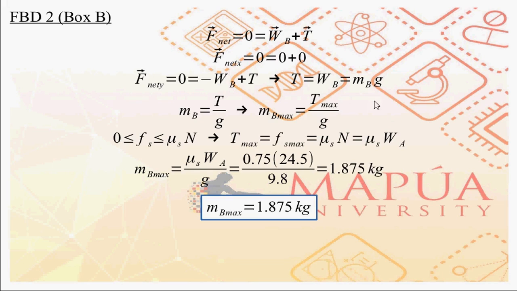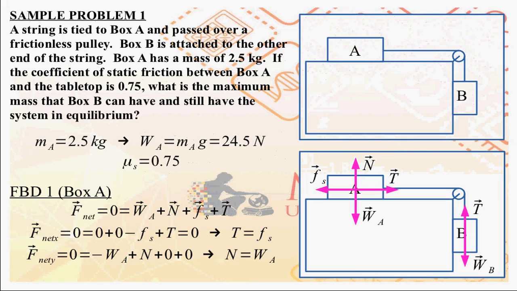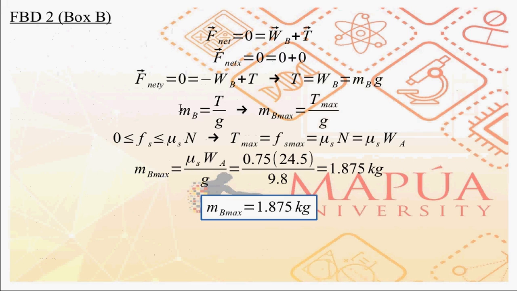We are looking for the mass of block B, so isolate mass. m is equal to T over g. We are looking for the maximum mass and still have the system in equilibrium state. So, let's set m to maximum, so you have mB max. g is constant, so for m to be maximum, tension must be maximum.